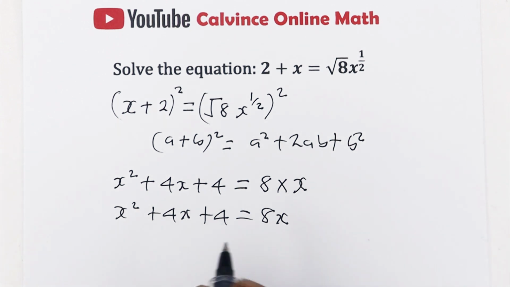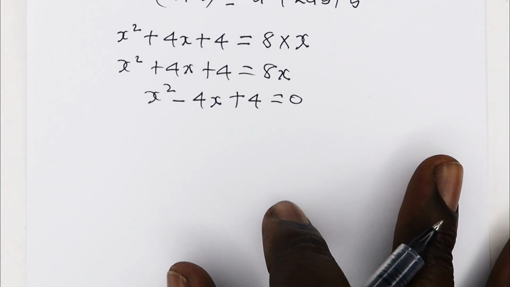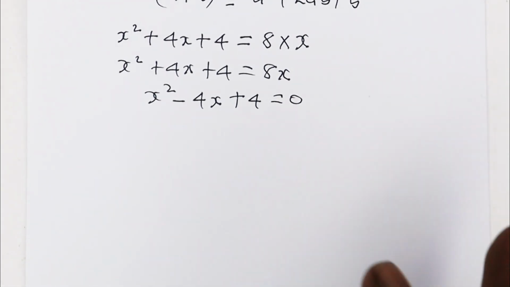Now we can collect the like terms so that we have x squared. You bring 8x to the left, it becomes negative 8. If you add to 4x, you're left with negative 4x. So that is plus 4, and that's equal to 0. Let us solve this quadratic equation that has come up.